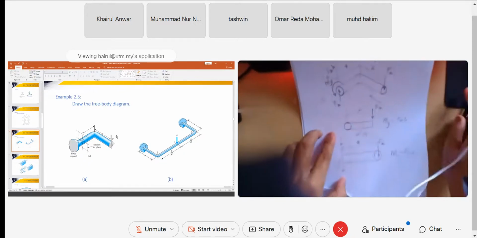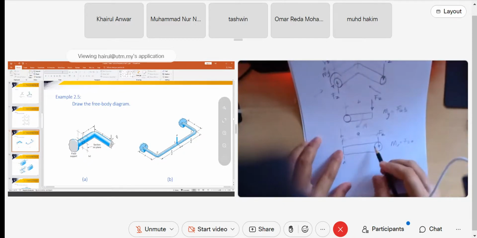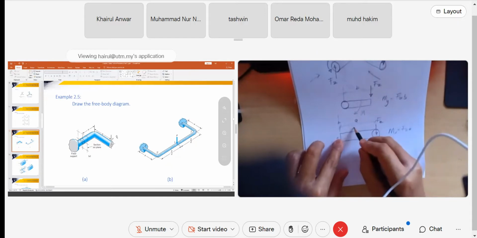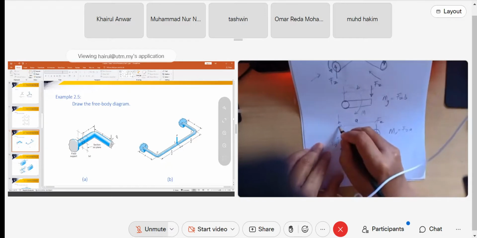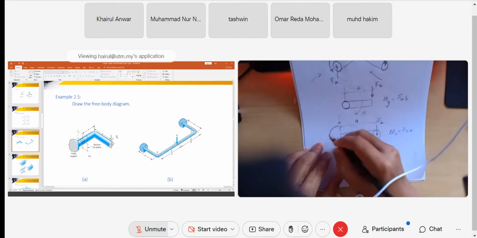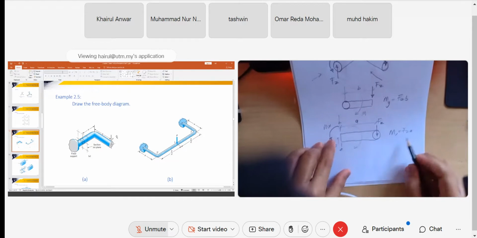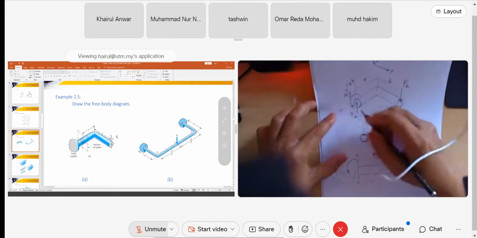Clear or not? So that's why, from this right view, it produces clockwise direction. So at the end it has to be counterclockwise. So it will be MX. MX is FZ times A. So this one from just now is like this.